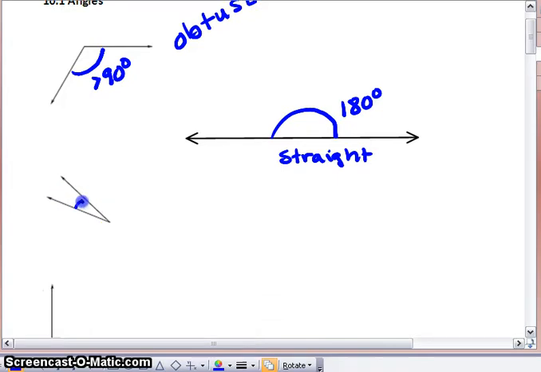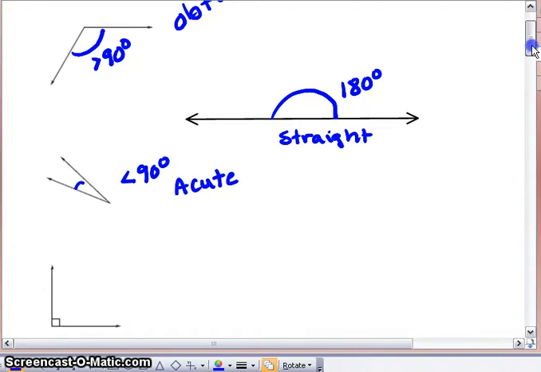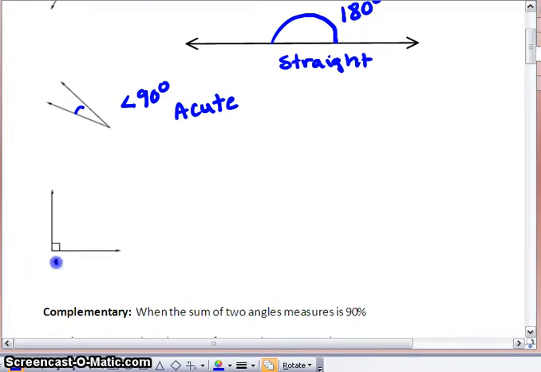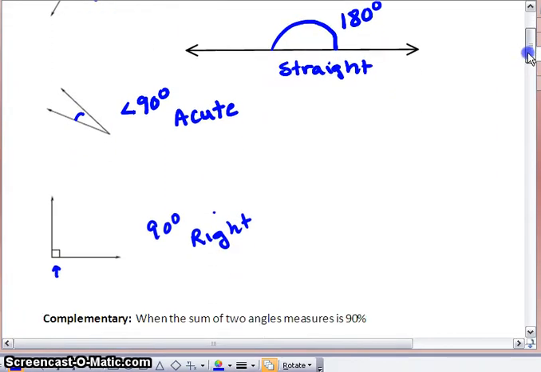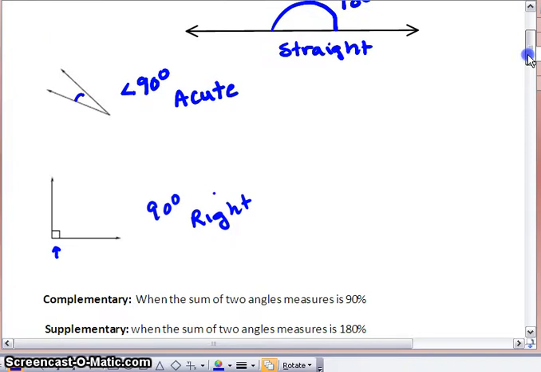This angle here is less than 90 degrees, and we call it an acute angle. And last is what we call an upright angle, and it's usually shown by the little box in the corner that shows it's a 90-degree angle. And we call it a right angle. So there are four types of angles: obtuse, straight, acute, and right.